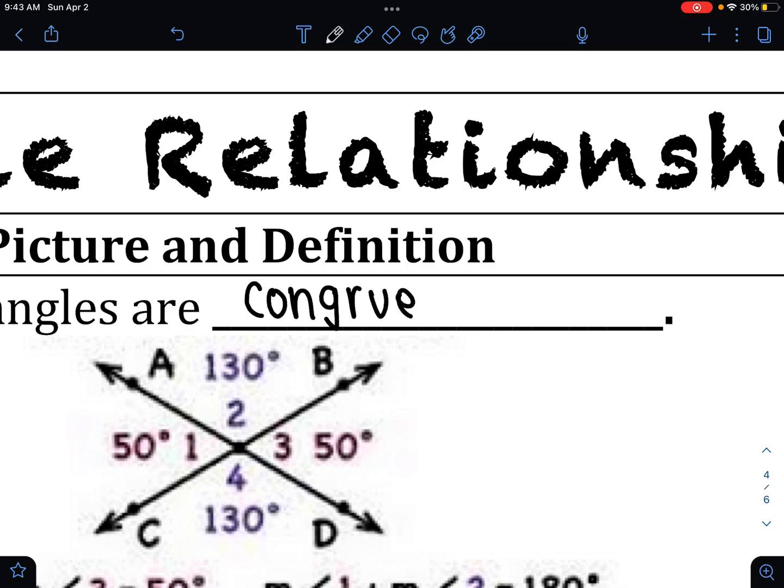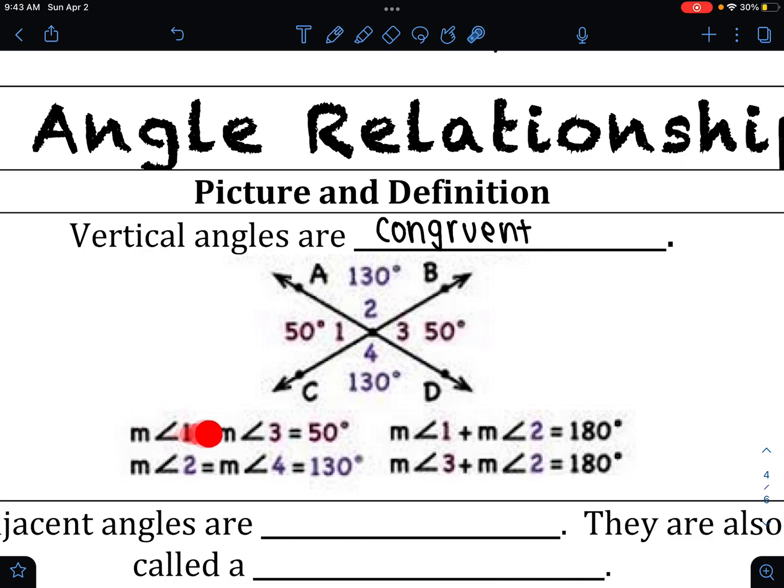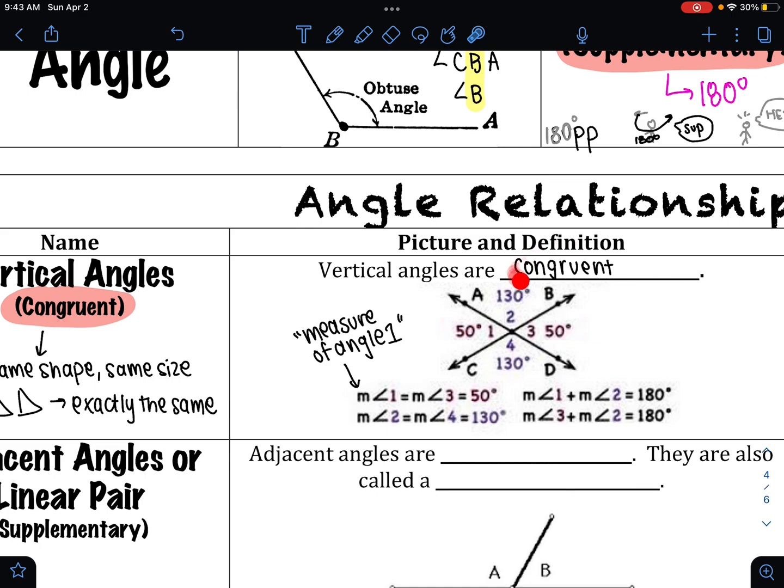If you look at our picture, you can see it says, I'm going to explain that really quick, M angle 1. This is said measure of angle. That's how you say that, measure of angle 1. So if you ever see M angle 1, measure of angle 1, it's just another way to say what's the degree of that angle. So vertical angles are congruent. So measure of angle 1, this one, and measure of angle 3, this one, they're both equal to, they are exactly the same, 50 degrees.